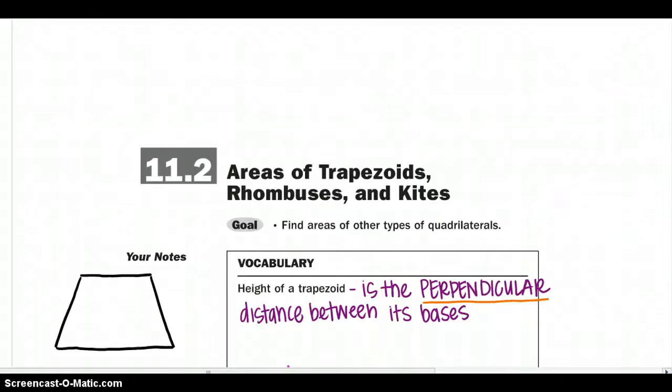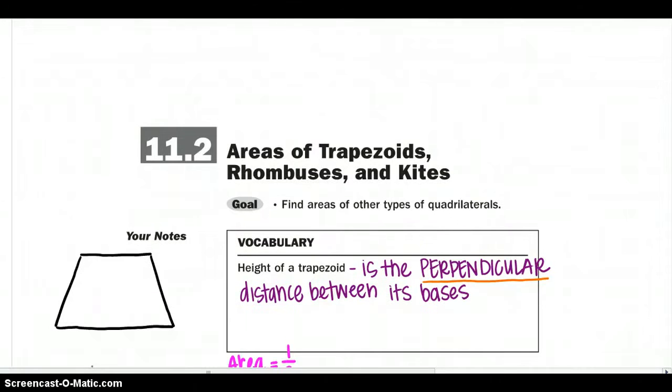Hey y'all, we're back with chapter 11, and we are now going to move on to area of a trapezoid, rhombus, and kites. So we'll look at all three and kind of where they came from. So let's start off by looking at the trapezoid. And remember from the last section, we looked at the height of our squares and our triangles. And now we're going to look at our height of our trapezoid. So the height, where we can find that, will be the perpendicular distance between its bases.